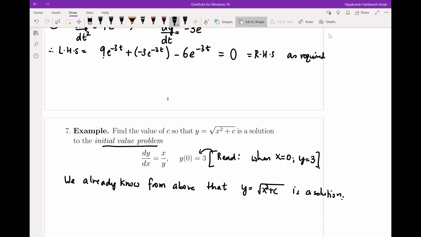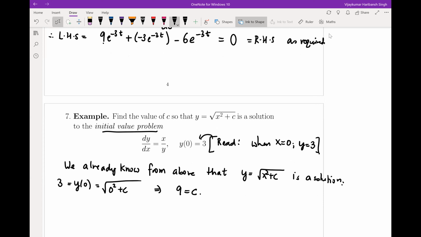Now we can find c as follows. y of 0 on one hand is 3, on the other hand it is 0 squared plus c. So this gives me 9 equals c. And therefore, what is the solution? y equals square root of x squared plus 9 is the solution to the given IVP, initial value problem.